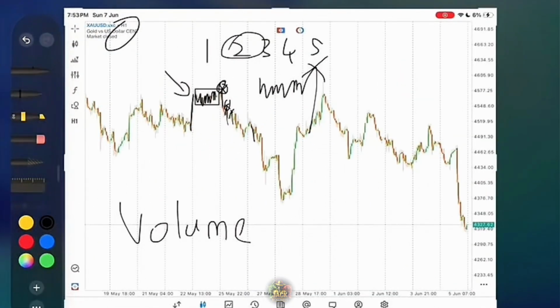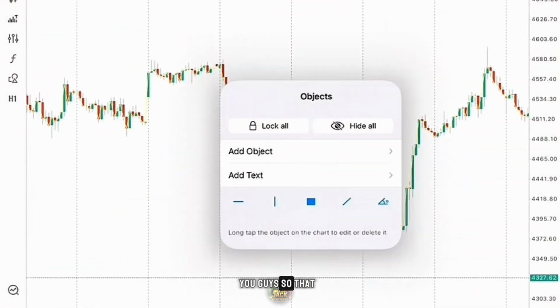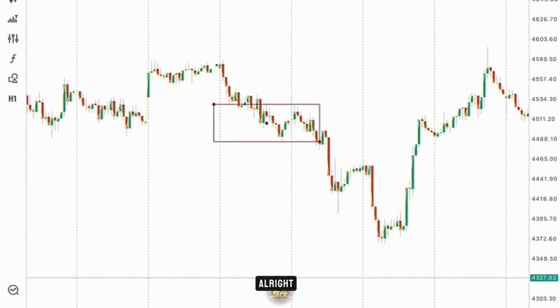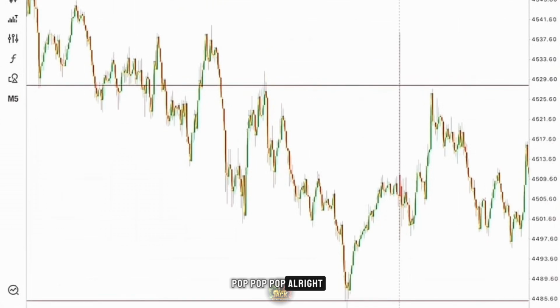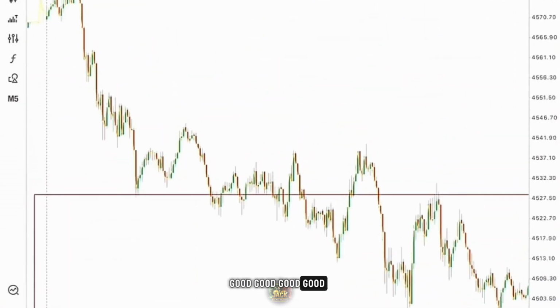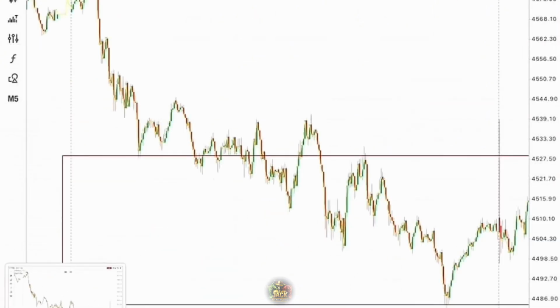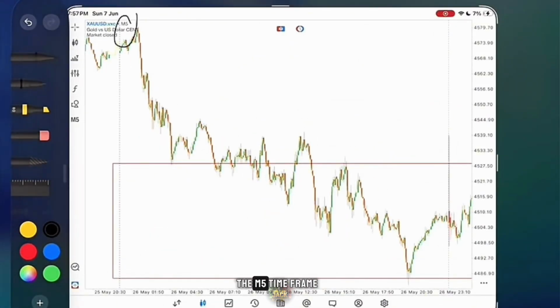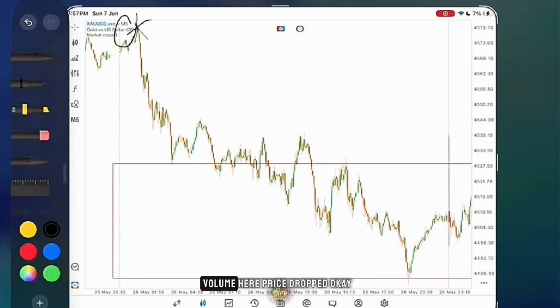Good question. Let me just mark this area for you guys so that I can remember. You go to M5. All right. Good. Okay. So now we are in the M5 time frame on day 2. As you can see, this is our first volume here. Price dropped. Came back here, dropped. Came back here, dropped.